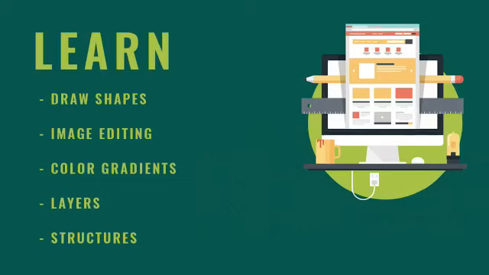Layers, the fourth thing, are one of the most important parts of Photoshop. You should know how to make different layers. And the last thing is structure. The structure is like your project. Let's suppose you are making a web design, you should know how to structure your different layers. You can create different kinds of folders for each section. So if another designer is looking at your design, they should know that this particular section is related to this particular layer.